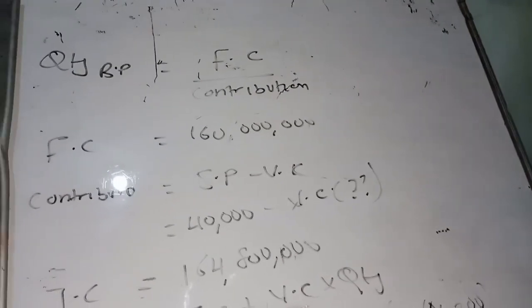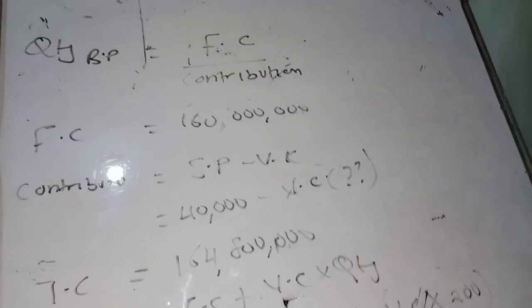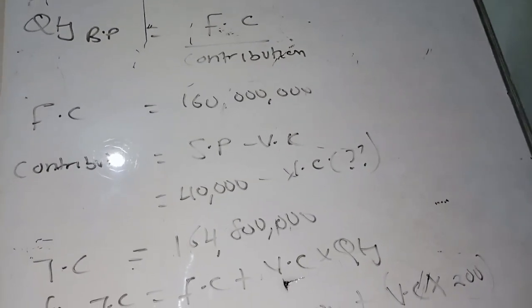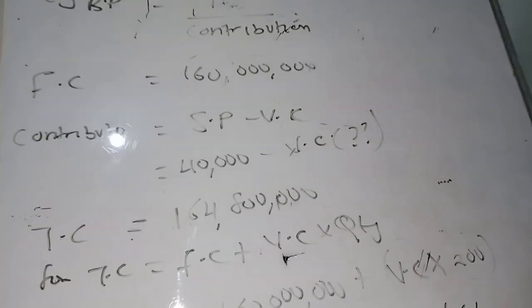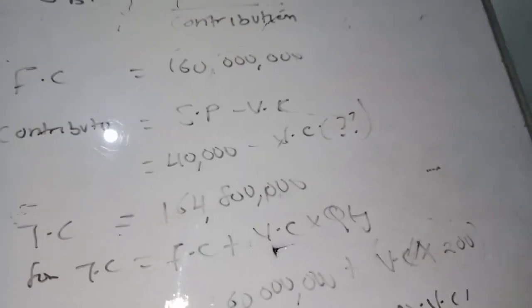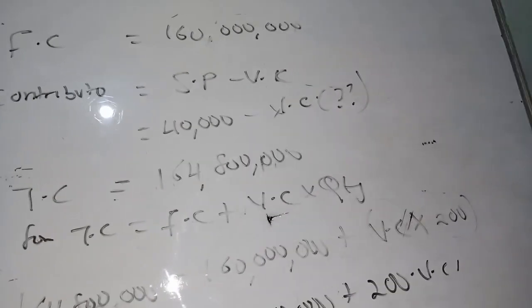Our first question requires us to find the quantity at break-even point. I know that the quantity at break-even point is got from fixed cost divided by contribution. We already have the fixed cost, that is 160 millions from our question. Then contribution is got from selling price minus the variable cost. So I have to first find the contribution. My selling price is 40,000 minus the variable cost. But if you review the equation again, we don't have the variable cost. So that puts me to the task of looking for the variable cost. I included this one to help us understand how we can look for the variable cost in case it has not been given to us.